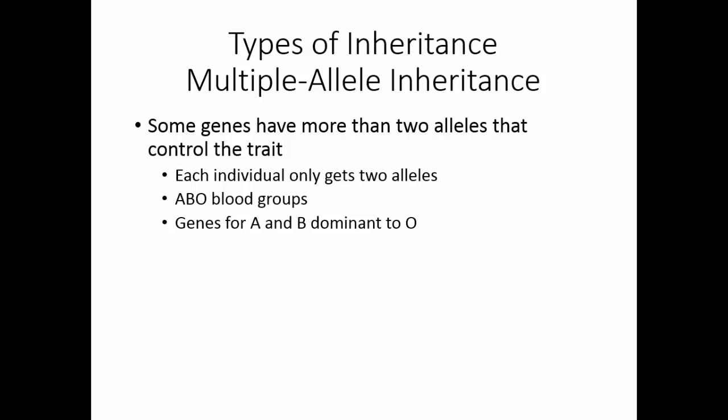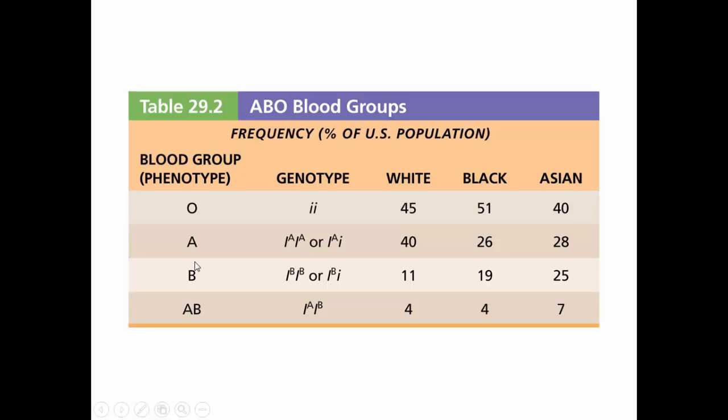The genes for A blood and the genes for B blood are dominant to the genes that give you type O blood. Genes for A and B are codominant. There are 4 blood group phenotypes: O, A, B, and AB. The only way you can have group O blood is to be homozygous recessive for the recessive gene.